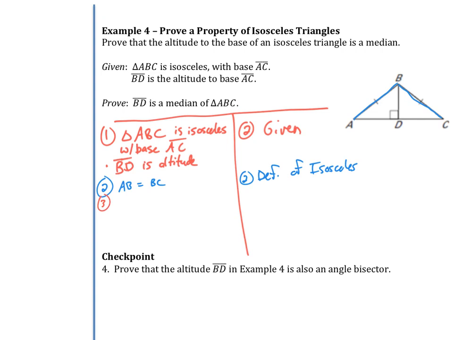Step 3, do you notice they share a side? The 2 triangles on the left and the right, that red side. So we're going to say that BD equals BD, and that is the reflexive property. So right now we have 2 sides.